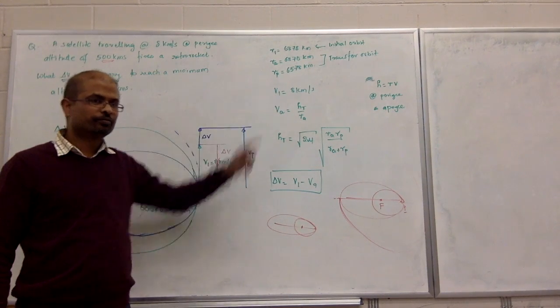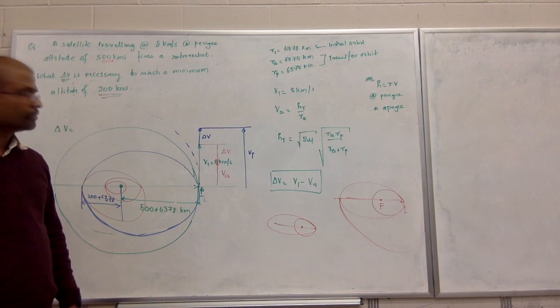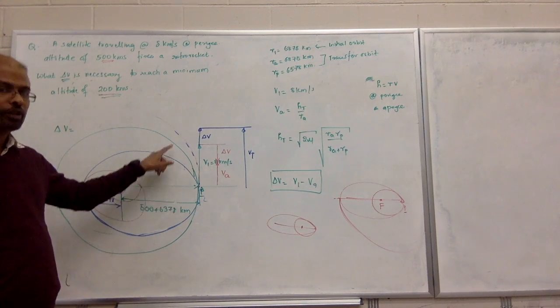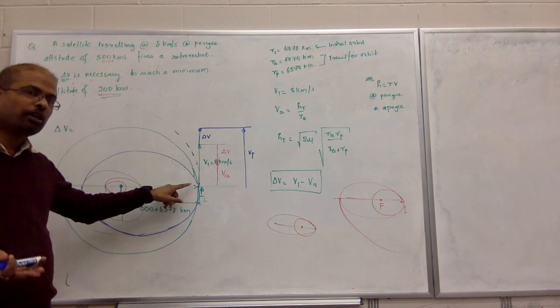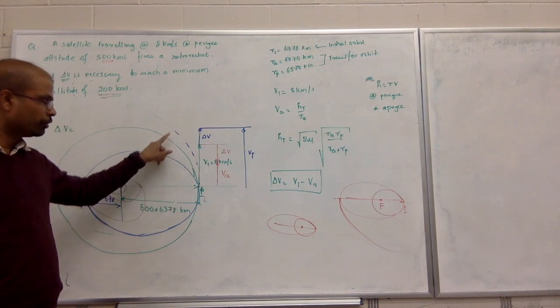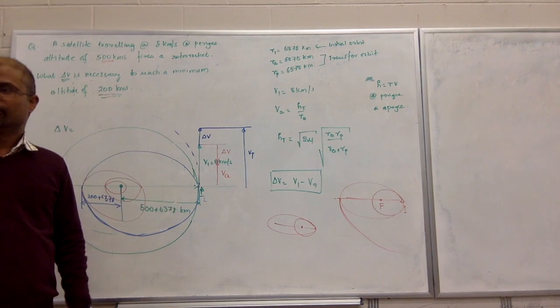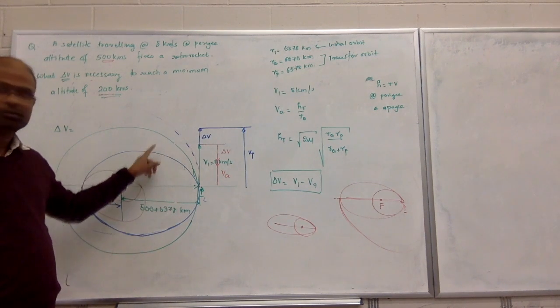So when we go green to blue, it will become apogee. Green to red, it will become perigee. From green to blue, the perigee becomes the apogee.